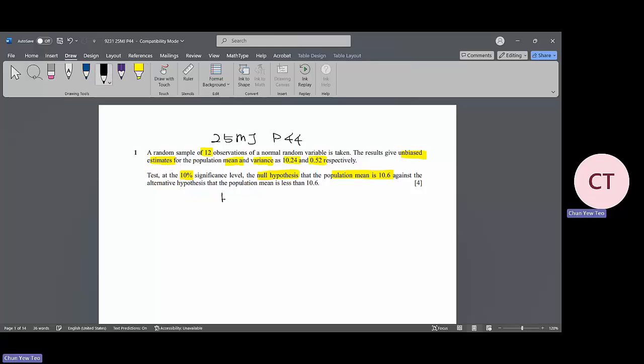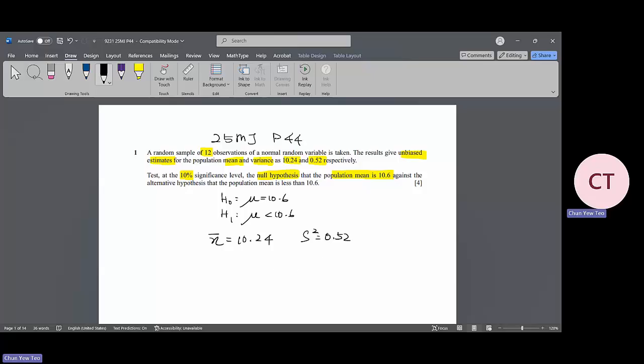So over here, we can just write down the null hypothesis and the alternative hypothesis. We have the population mean is 10.6. This one is less than 10.6. Okay, so we will be having the mean. They give you x bar is 10.24, and the unbiased estimate of the population variance is 0.52.